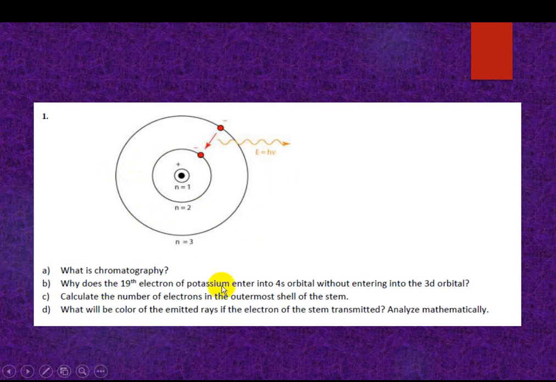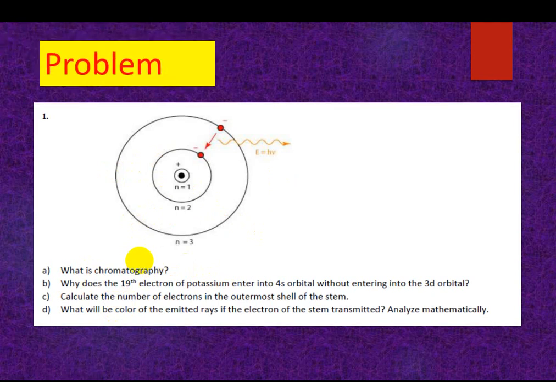Okay, today we do this problem. What is chromatography? You know, chromatography is a separation technique. Here different types of dyes and compounds with different solubilities are separated. I will explain identification of compounds later, in the last topics of this chapter. Another question: why does the 19th electron of potassium enter the 4s orbital without entering the 3d orbital? Already done, you know this.